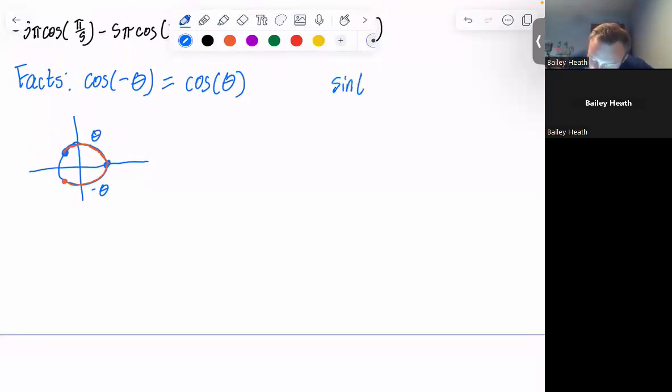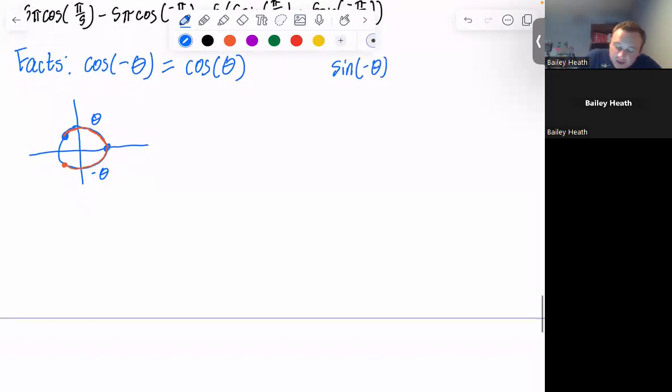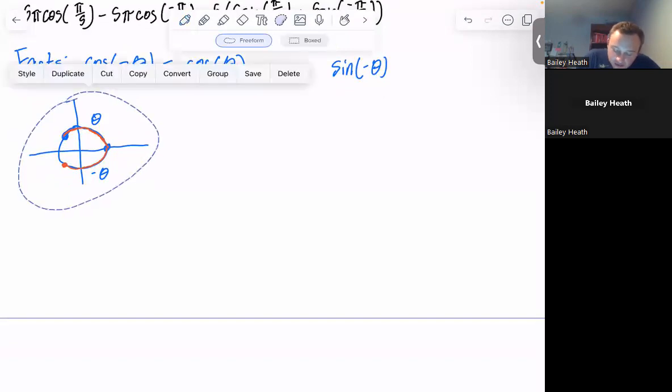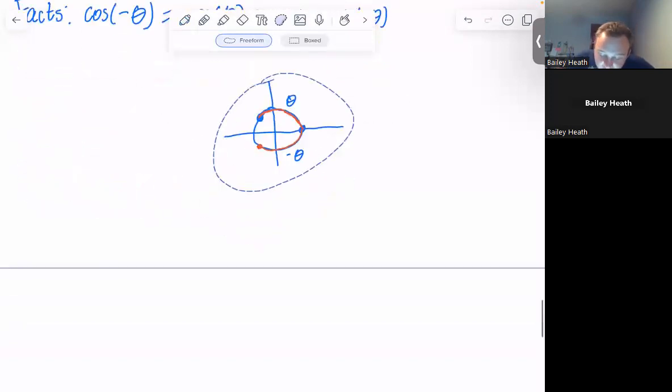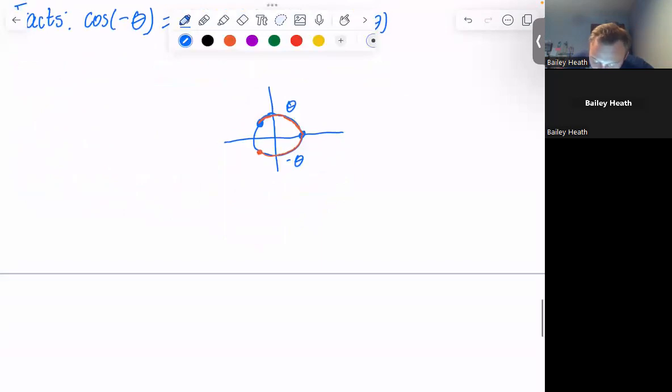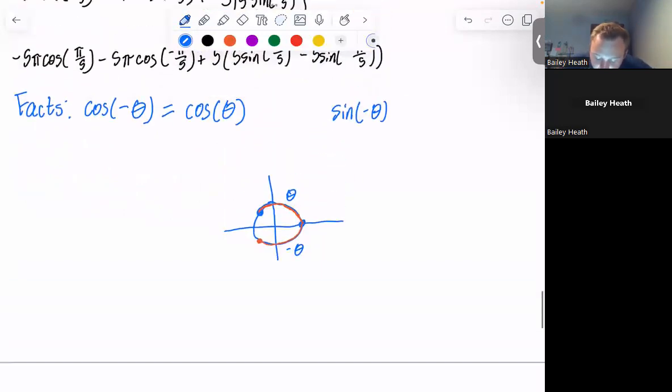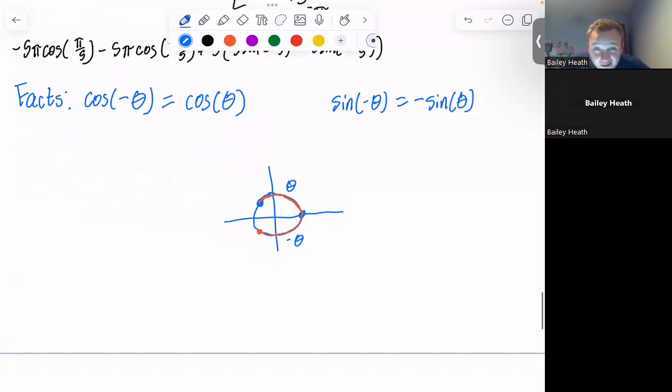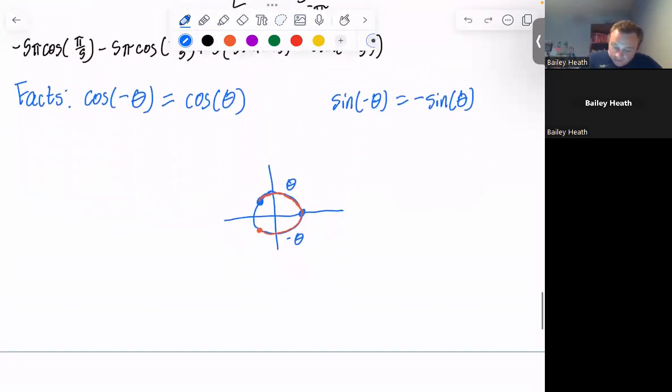Similarly, sine of negative theta. Let's think about it. If we look at this picture again, the y values aren't the same. The y values of these two points are different. In fact, they're just negatives of each other. So sine of negative theta is the negative of sine of theta, because the y values are negatives of one another. So that's where these facts are coming from.